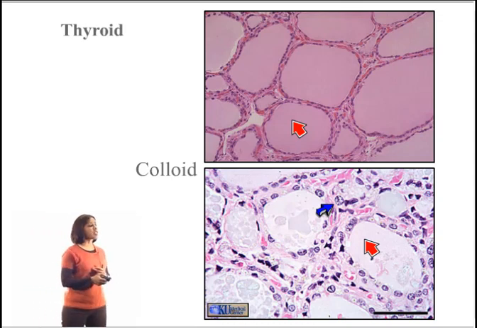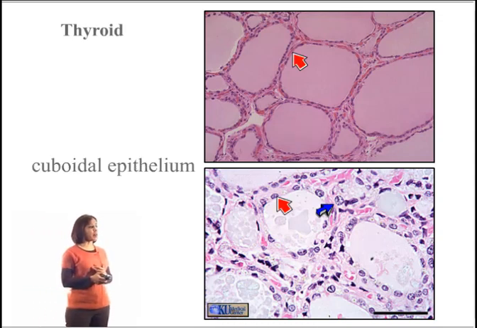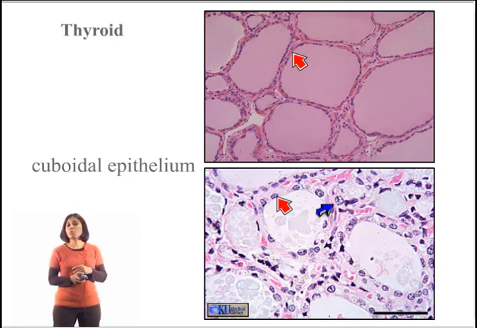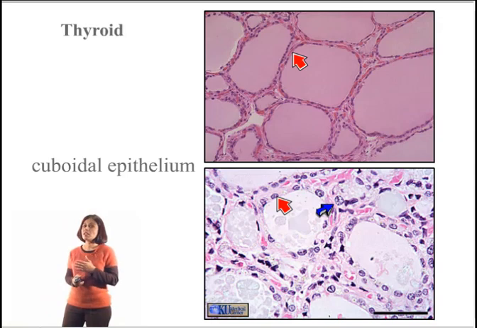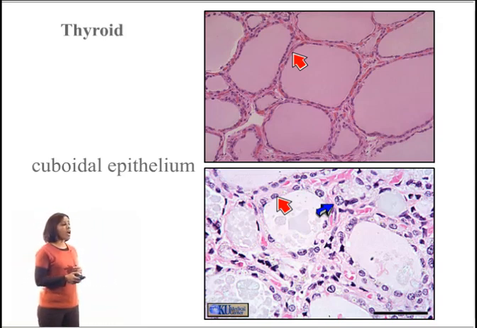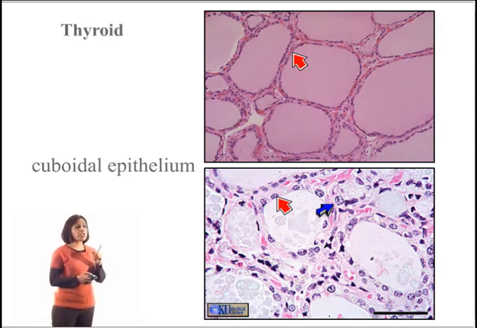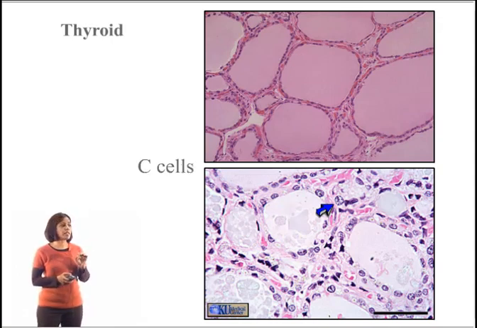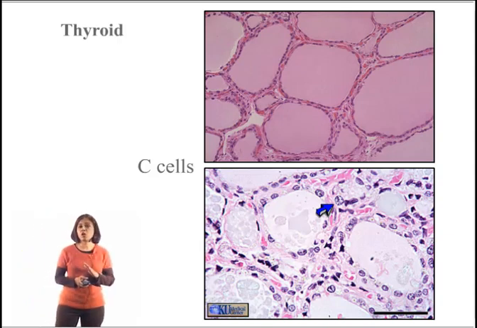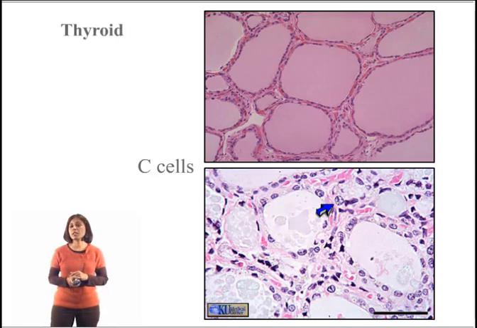Now these follicles are lined by cuboidal epithelium, and you can detect that it's cuboidal epithelium when you see that the cells are as tall as they are broad. The blue arrow that you notice points to C cells, and these are the cells which produce calcitonin, and as I mentioned earlier, calcitonin is one of the thyroid hormones, but this is not present inside the colloid.